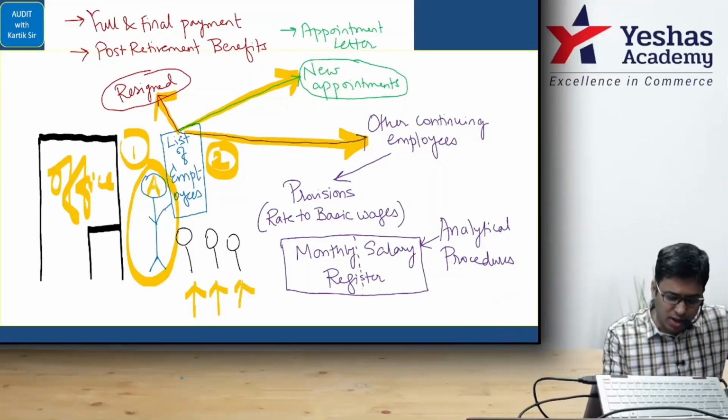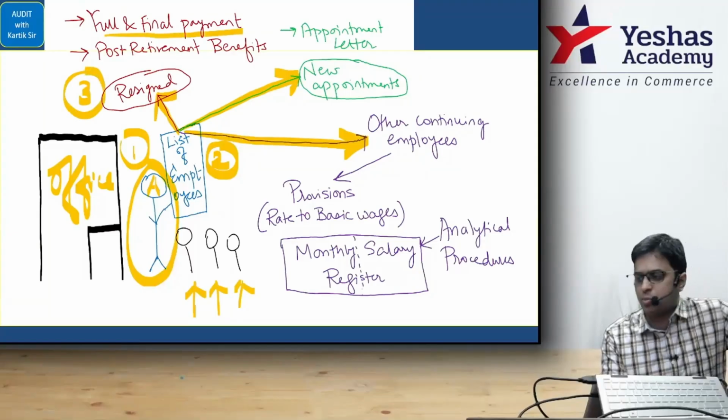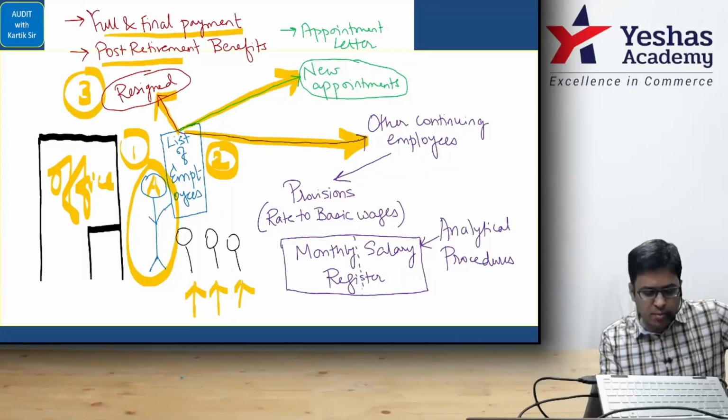Now we go one by one. Now regarding the resigned employees, the auditor should see whether their full and final payment is paid to them properly or not, and whether any post-retirement benefits have been given to them or not.